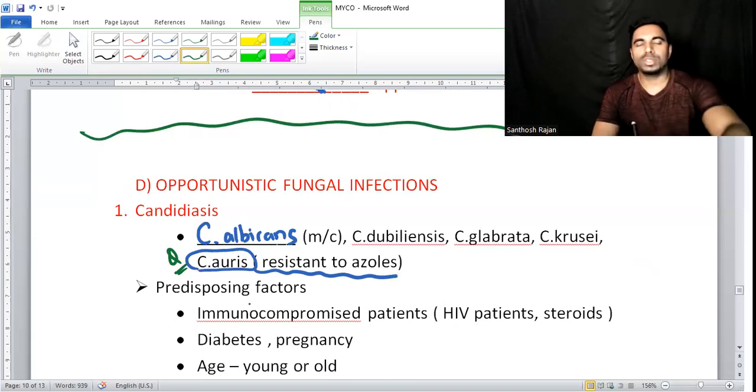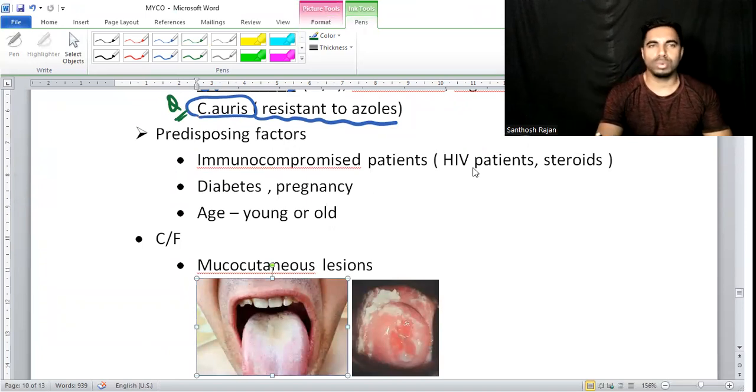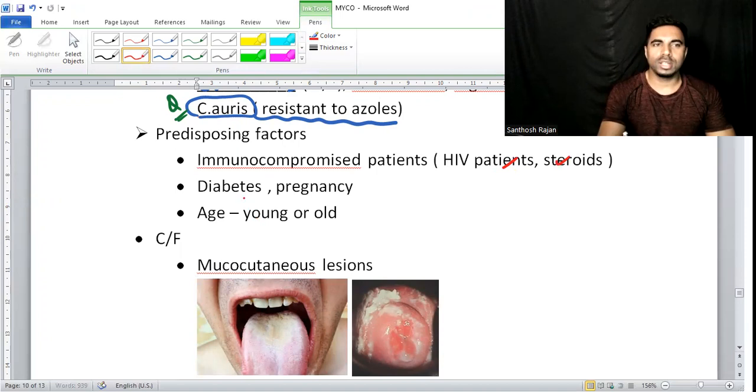As for predisposing factors, Candida is usually common in immunocompromised patients, especially HIV patients or patients on steroid therapy, and also diabetic patients and pregnancy. Old or young, anybody can have it. This mucocutaneous lesion is oral thrush, caused by oral candidiasis, so by Candida infection.